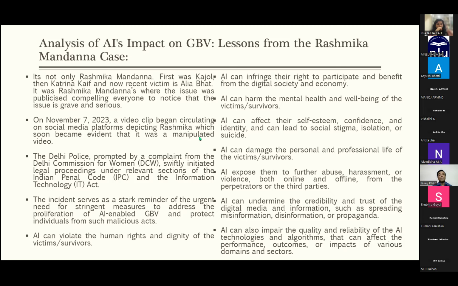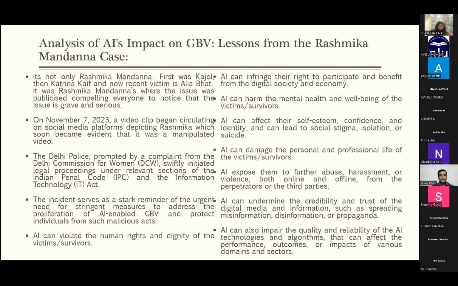So AI has the potential to violate human rights and dignity of victims and survivors. AI can infringe their right to participate and benefit from the digital society and economy. AI can harm the mental health and well-being of the victims or survivors. AI also has an effect on their self-esteem, confidence, and identity, and can lead to social stigma, isolation, and even suicide. AI can damage the personal and professional life of victims and survivors. AI can expose them to further abuse, harassment, or violence, both online and offline, because trolling is a norm nowadays. Thereafter, AI can undermine the credibility and trust of digital media and information, such as spreading misinformation, disinformation, as well as propaganda. AI can also impact the quality and reliability of various domains and sectors.